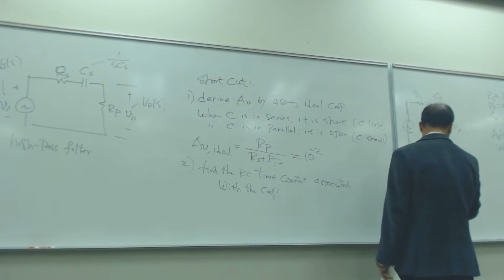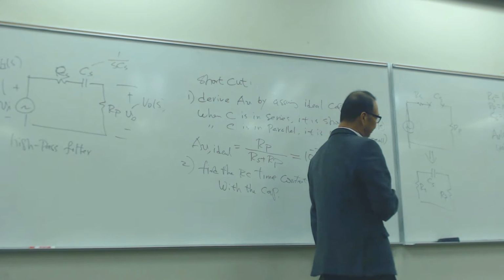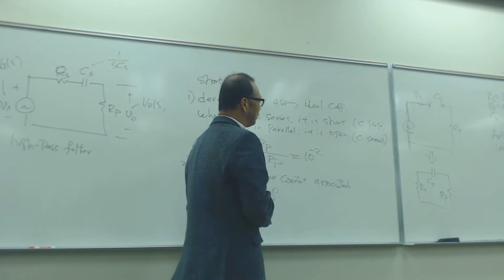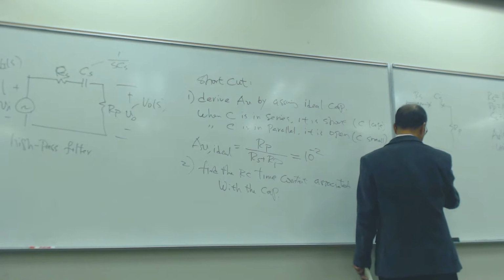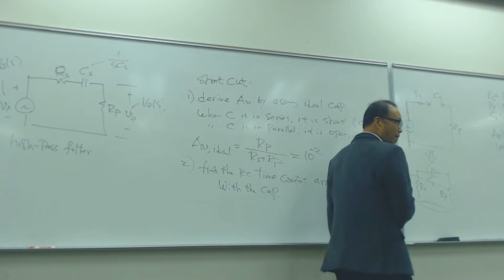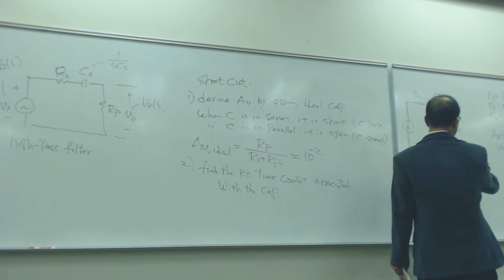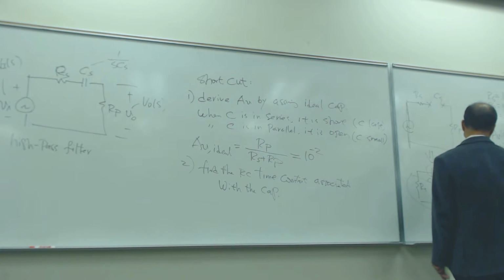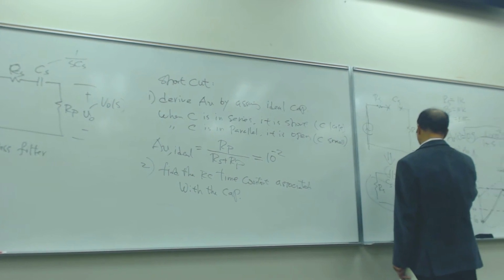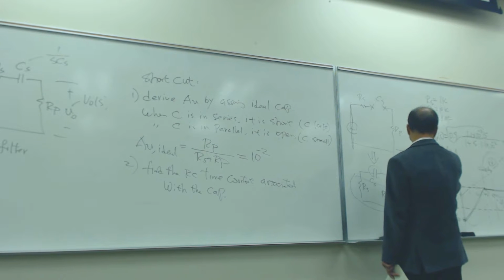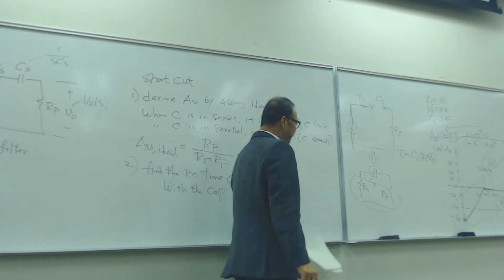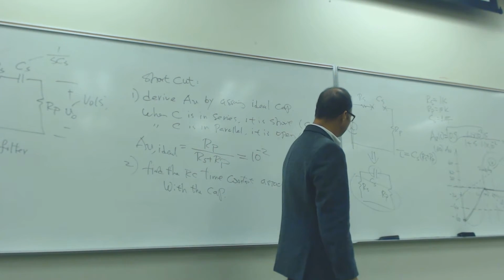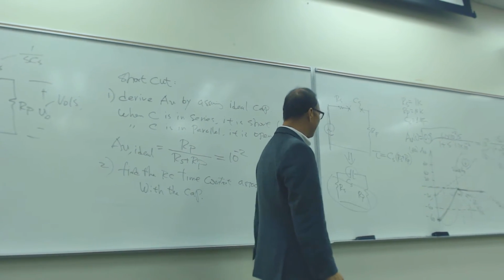Yes? And these two, as far as the capacitor is concerned, are in series, right? So therefore, tau, which is called the time constant, is equal to what? C sub S times R sub S plus R sub P. Yes? That is the time constant associated with the capacitor.